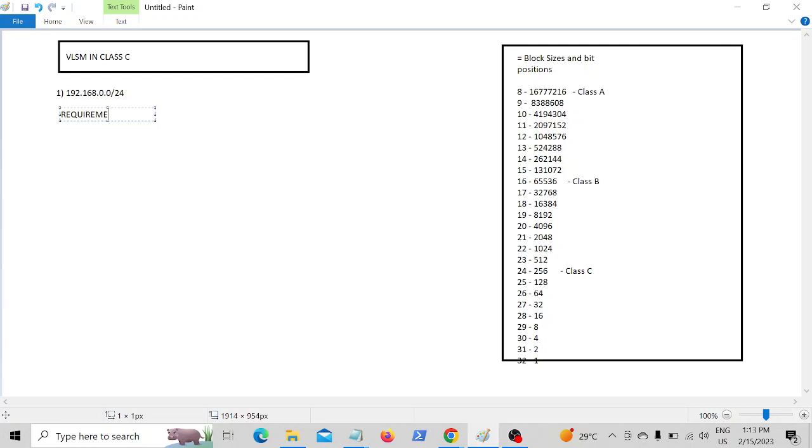Our requirement is 16 PC into two networks. Again, the next requirement is 10 PC into two networks. Again, 4 PC into three networks.